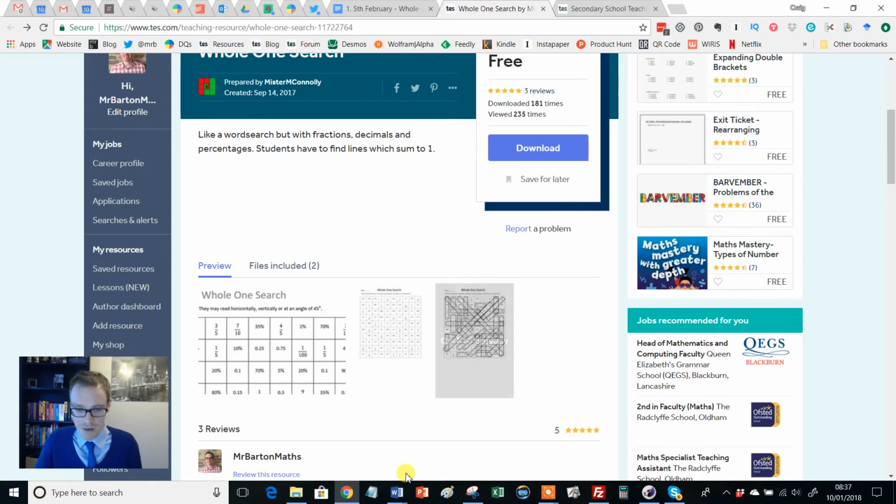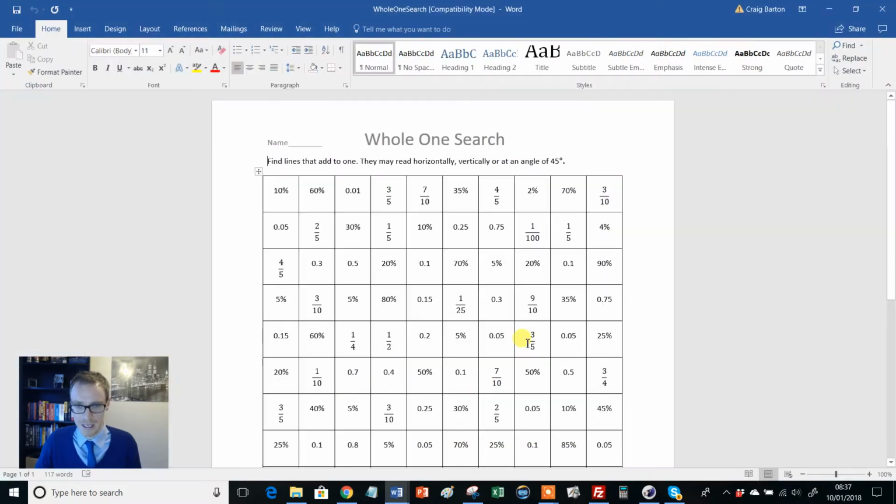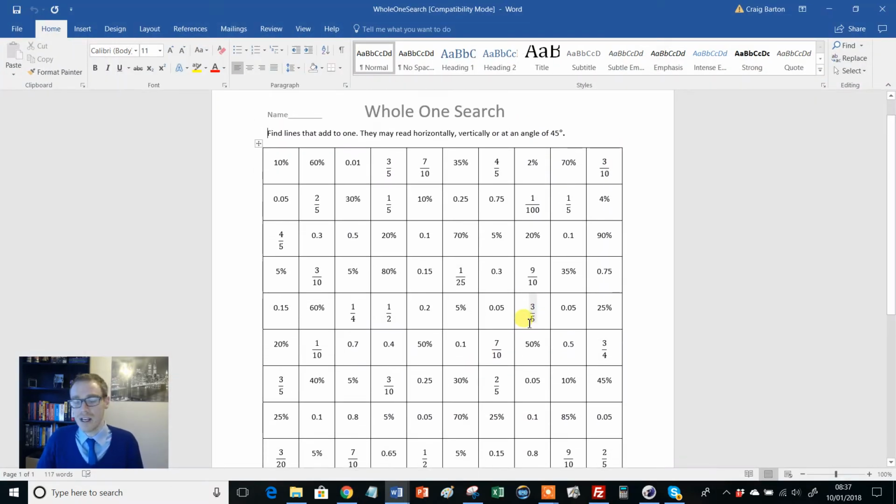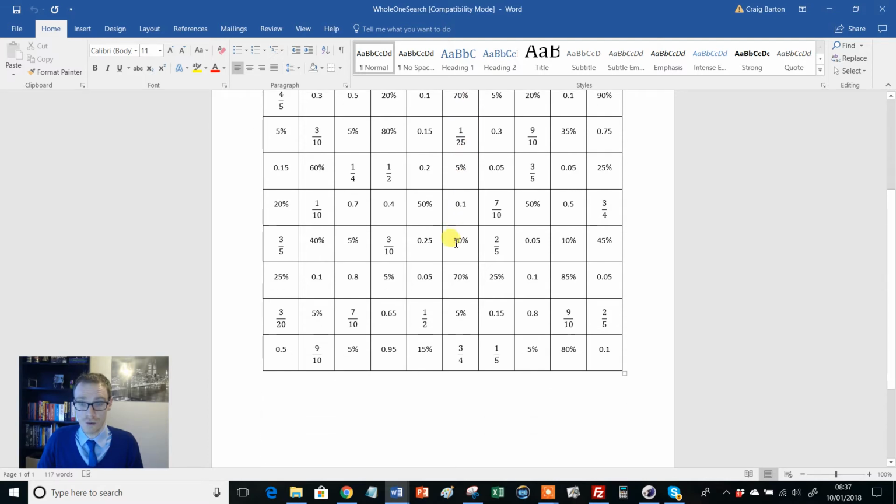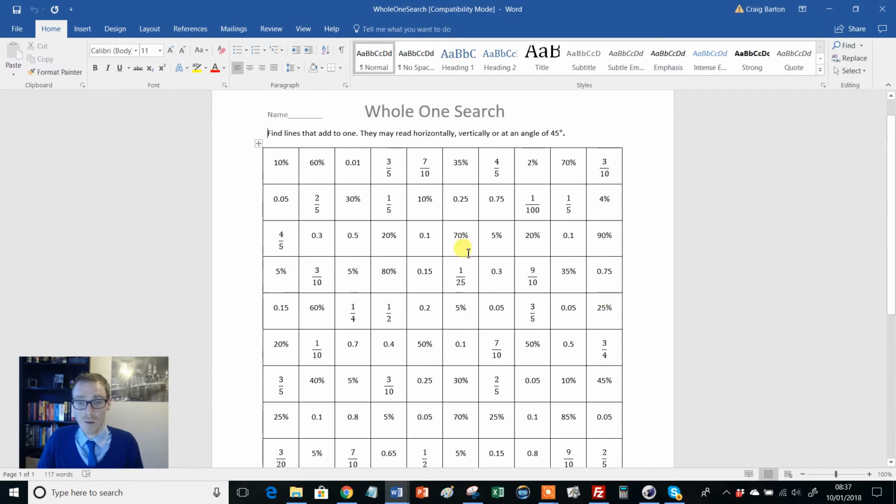And it's a really simple looking resource. I'll just fire it up here. And it looks like that. And the idea is that students have to go through this and try to find, instead of trying to find words, they have to find combinations, either horizontal or vertical, of fractions, decimals and percentages that sum to 1.